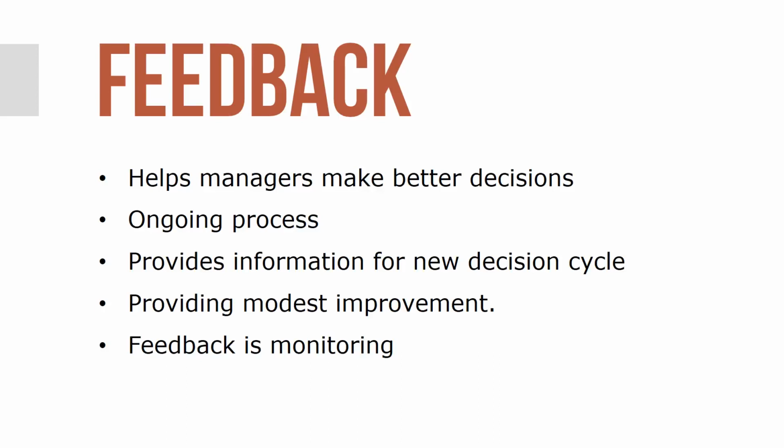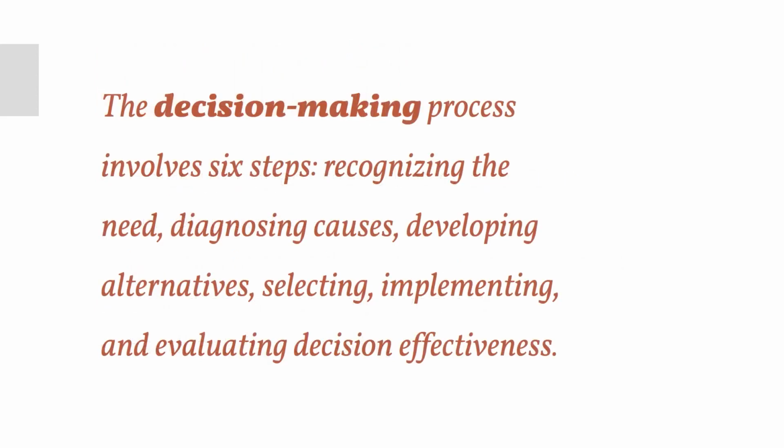The decision may fail, thus generating a new analysis of a problem, evaluation of alternatives, and selection of an alternative. Many big problems are solved by trying several alternatives in sequence, each providing modest improvement. Feedback is part of the monitoring that assesses whether a new decision needs to be made. The decision-making process typically involves these 6 steps that we've talked about: recognizing the need for a decision, diagnosing causes, developing alternatives, selecting an alternative, implementing that alternative, and evaluating decision effectiveness.